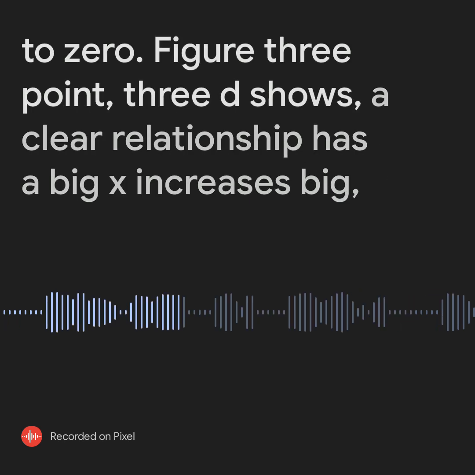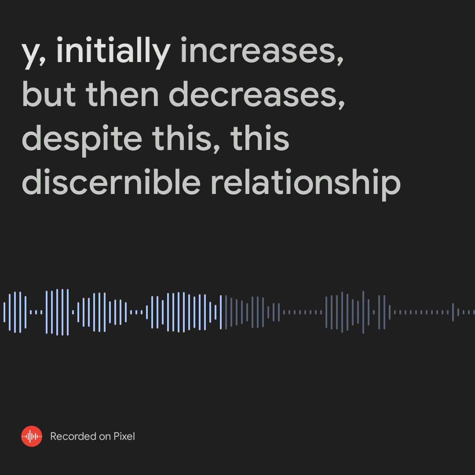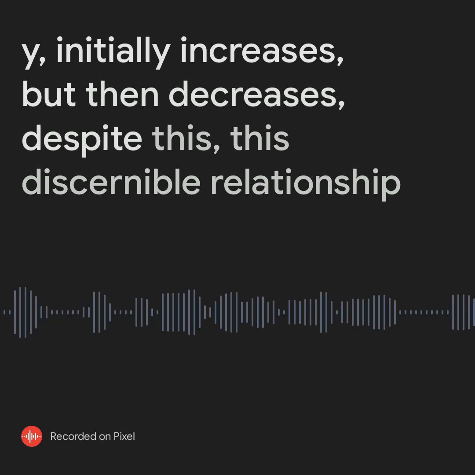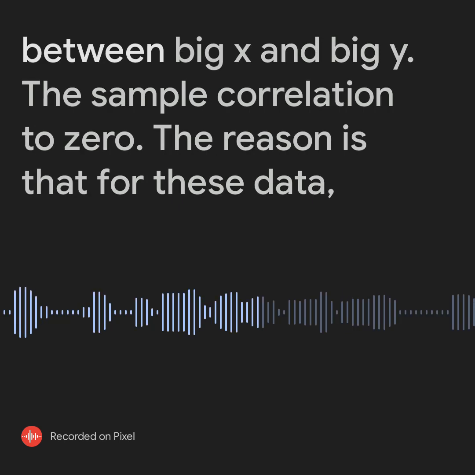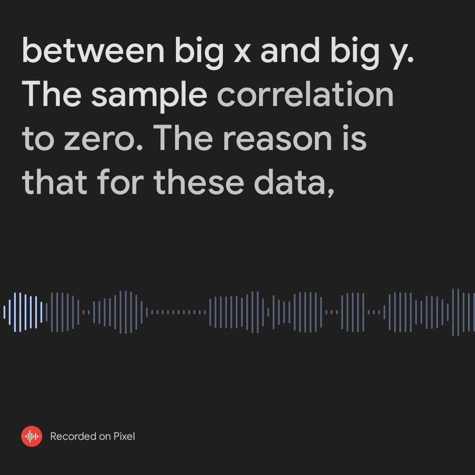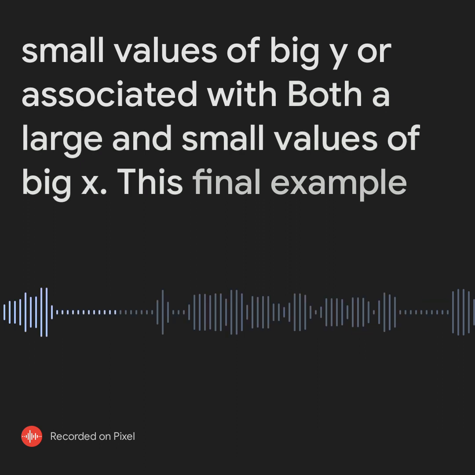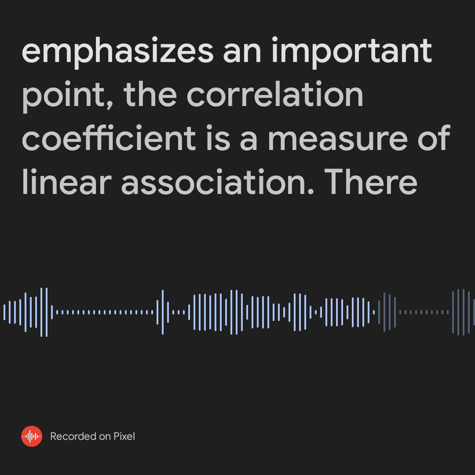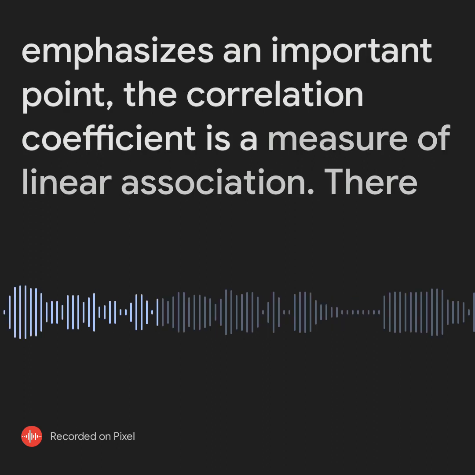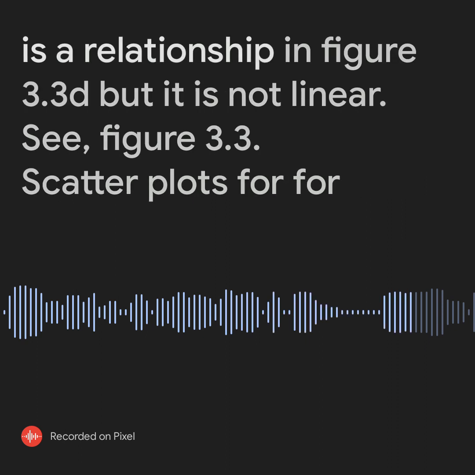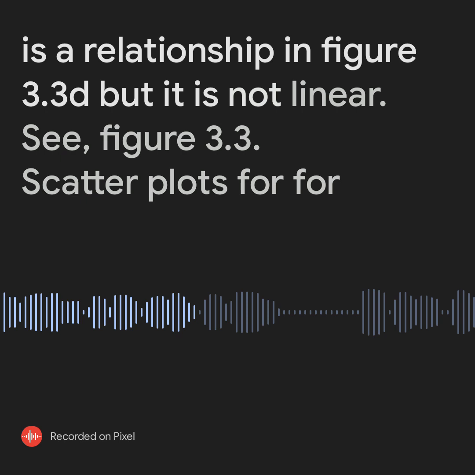Figure 3.3d shows a clear relationship. As X increases, Y initially increases, but then decreases. Despite this discernible relationship between X and Y, the sample correlation is 0. The reason is that for these data, small values of Y are associated with both large and small values of X. This final example emphasizes an important point: the correlation coefficient is a measure of linear association. There is a relationship in Figure 3.3d, but it is not linear. See Figure 3.3.